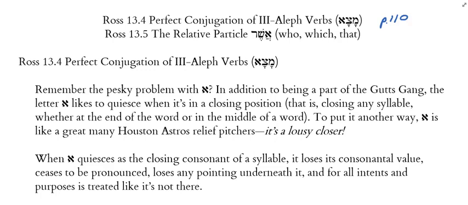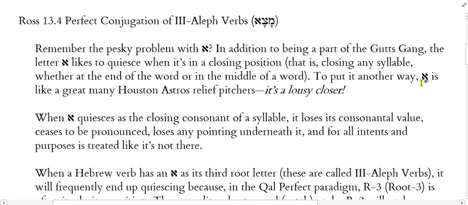So let's go through this real quickly, and you'll be able to do your homework. So, the perfect conjugation of three aleph verbs. Matzah is going to be the verb that we use as our example for this. Matzah means to find.